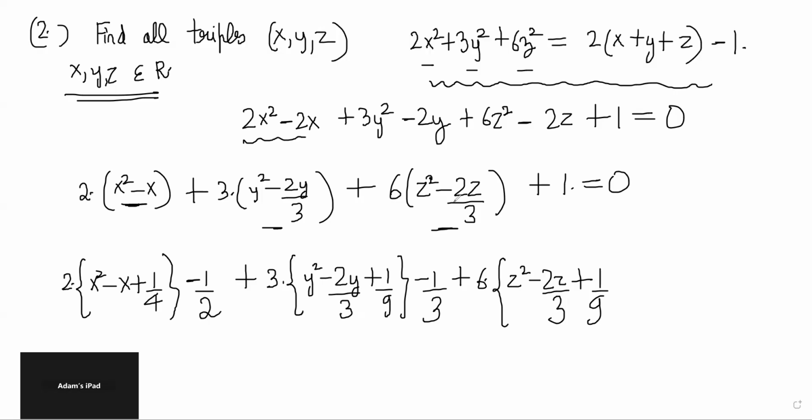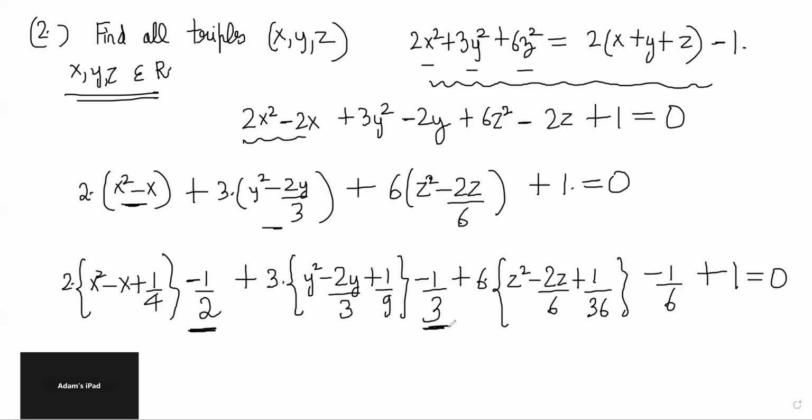Wait, one second. It is not 2z by 3, it is 2z by 6, right? Oh yeah, it is 2z by 6. So technically, I have to write it like this. So 2z by 6. So I need to add a plus 1 by 6 square, plus 1 by 36, minus 1 by 36 multiplies with this and becomes a minus 1 by 6, plus 1 is 0. Now see what is happening. 1 by 2 and 1 by 3 and 1 by 6 add up to what? 1. That cancels.